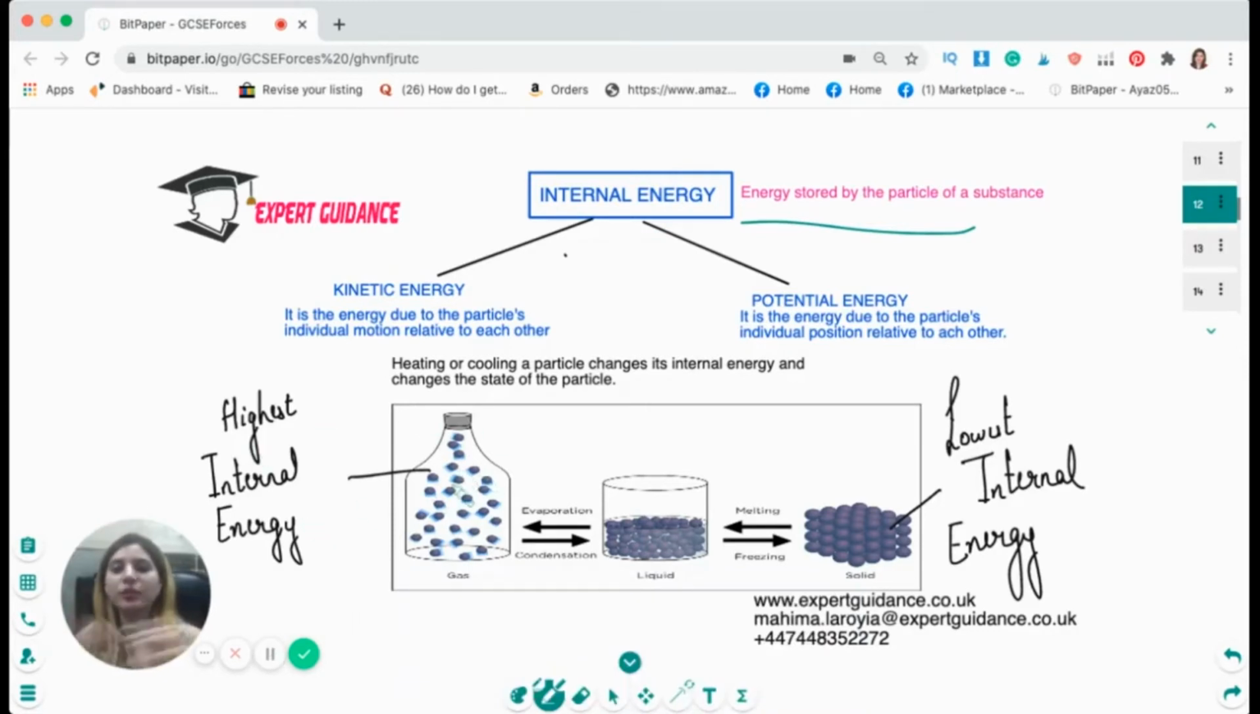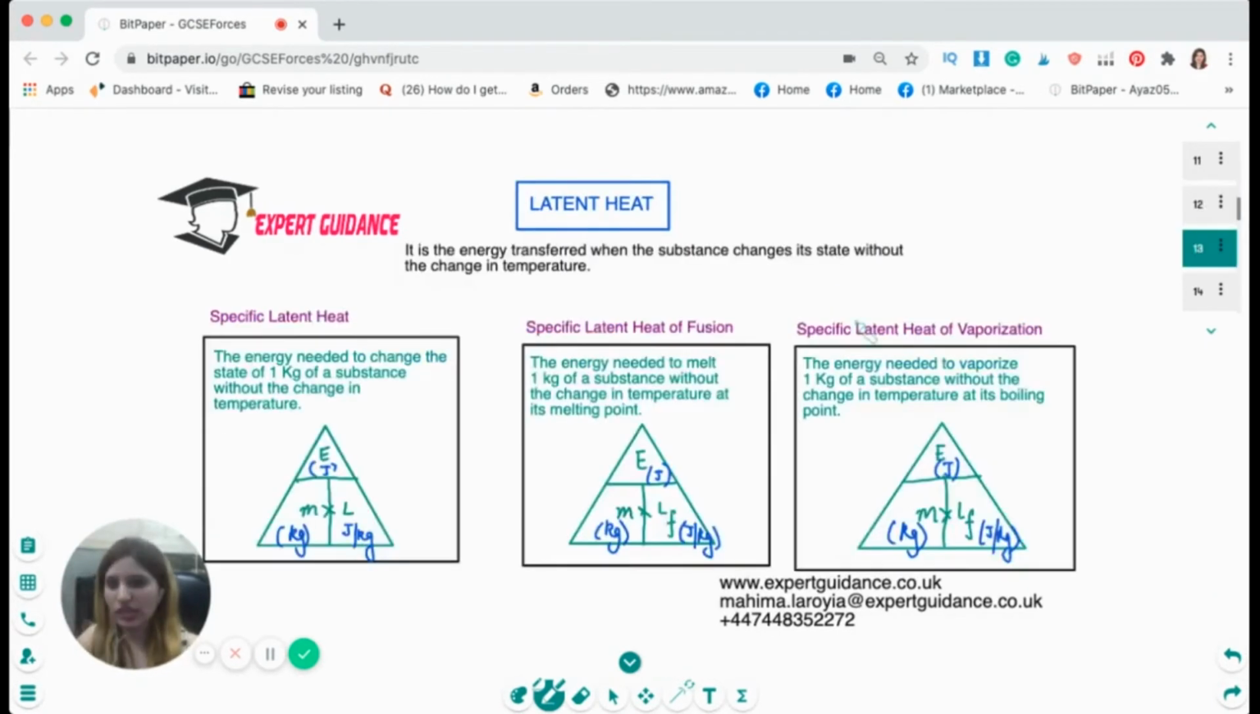Now, heating or cooling a substance changes its internal energy and changes the state of the substance. If you talk about a solid, in a solid, the particles are not moving much. They have very low kinetic energy, so they have the lowest internal energy. On the other hand, gases will have the highest internal energy. And when we convert a solid to a liquid and a liquid to a gas, their internal energy will also change because naturally their kinetic energy is changing.